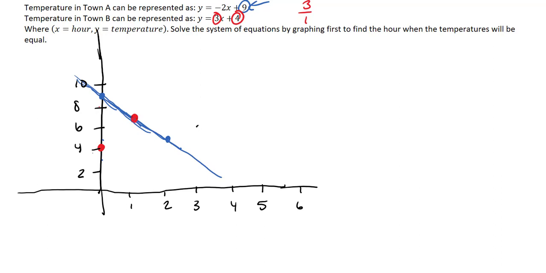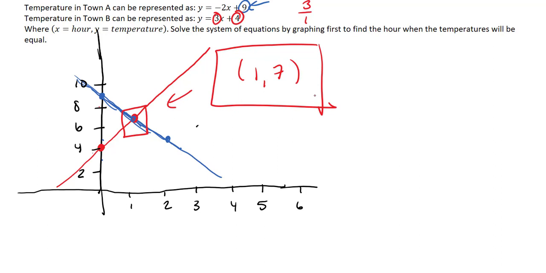So we don't actually have to draw any more because we can just continue the line. But the thing that we really want to know is when are our temperatures equal? So what hour is that? Well, we can see that the temperatures are equal when it's 7 degrees and after a whole hour. So the point would be (1, 7). So this would be our solution, where we solved these two equations, not algebraically, but through graphing, to find the point when they're equal, which is (1, 7). So now let's do another example.